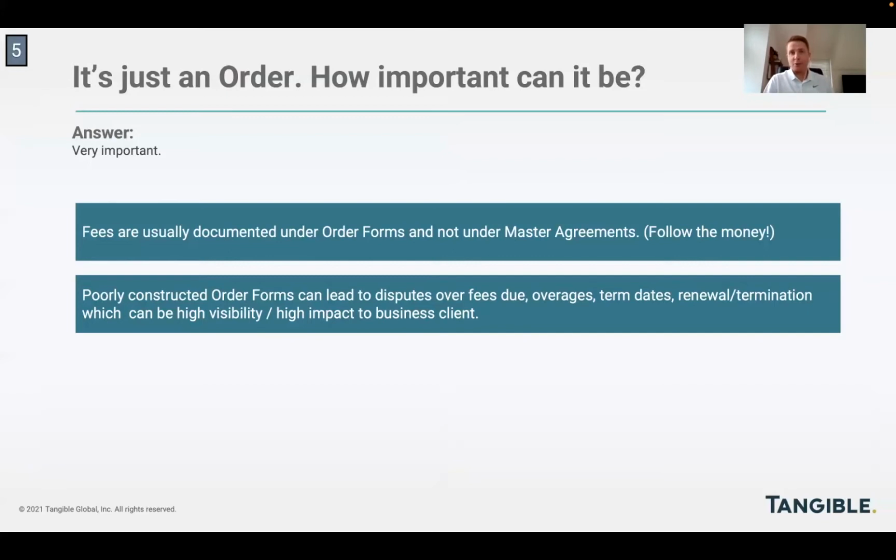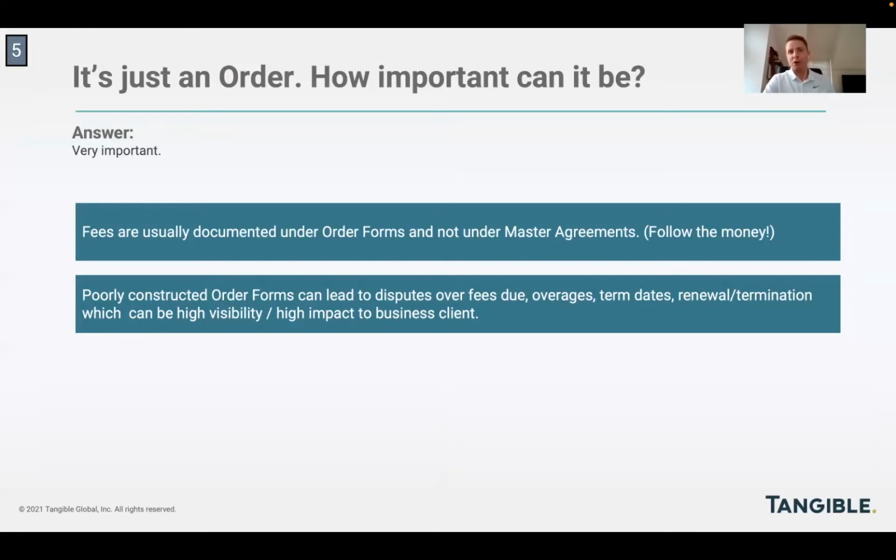The two biggest reasons that order forms are important are that the fees that are being exchanged between the buying and selling parties are oftentimes not contained in a master agreement, but instead they're contained in an order form. So if you follow the money, as the phrase goes, that'll lead you back to the order form. And when money's being exchanged between the parties, obviously that's a source of important focus and should always be carefully considered by a lawyer or a legal professional.